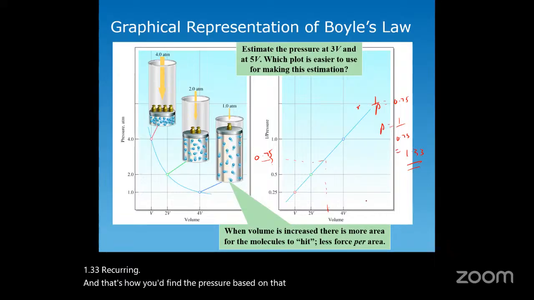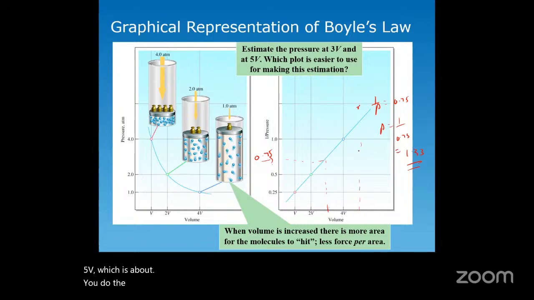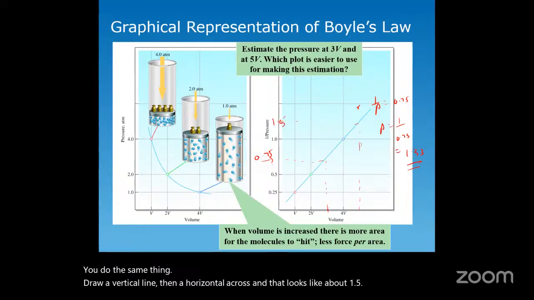And similarly, if the volume is 5V, which is about here, you do the same thing. Draw a vertical line, get a horizontal across, and that looks like about 1.5.